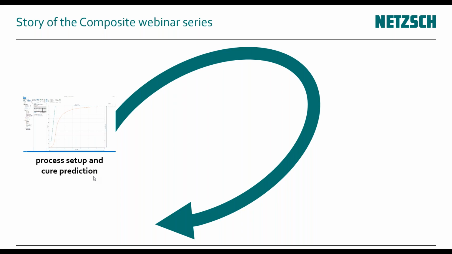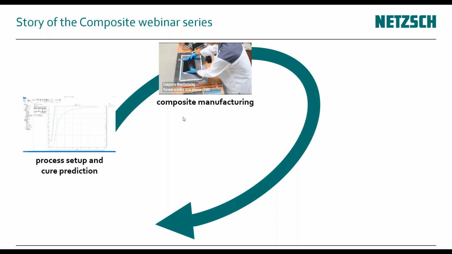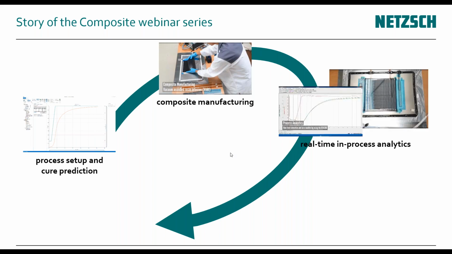And we displayed how the DSC, differential scanning calorimetry, can be used to derive the respective data, and how our software, NETZSCH Kinetics Neo, can help you to do a process setup, to know at which temperature to cure for what amount of time, and to predict the cure at the end of the process. The second step was the composite manufacturing. These are samples that have been prepared, in this case by resin infusion, at the Fraunhofer Center near Augsburg.